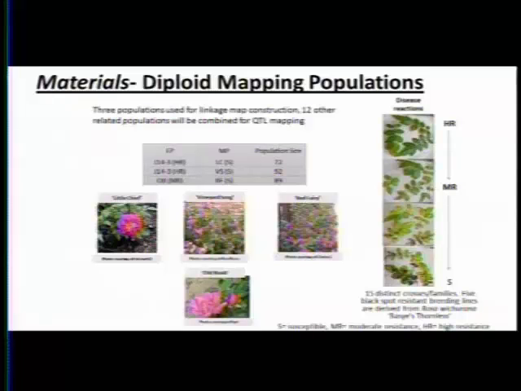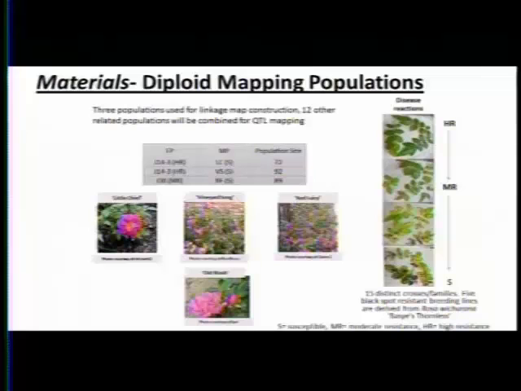Here I'd like to explain our populations. We chose these three populations to create our consensus map for our own germplasm. J14-3 is our breeding line, and it's highly resistant to black spot. Old Blush is a commercial cultivar that's been out there for quite a while, and it has medium resistance to black spot.